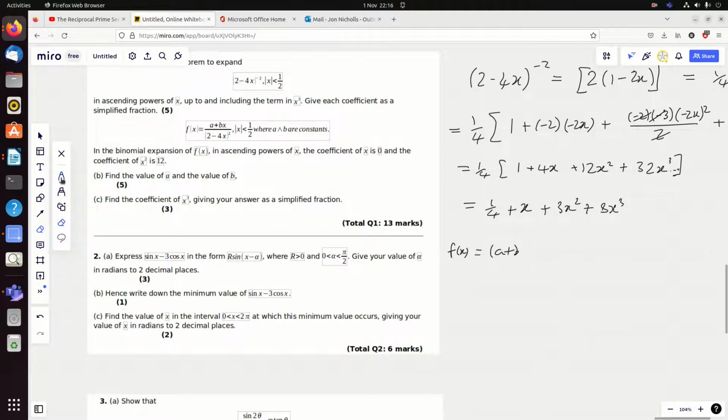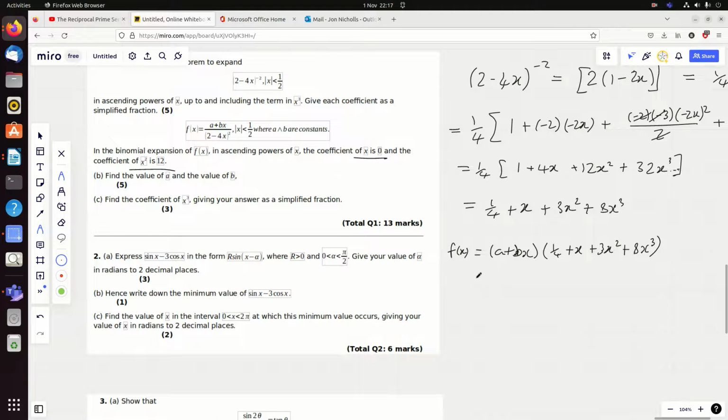A plus bx times that, a quarter plus x plus 3x squared plus 8x cubed. That's what f of x really is. It's a plus bx times that. Now, it's told me that the coefficient of x is 0 and the coefficient of x squared is 12.